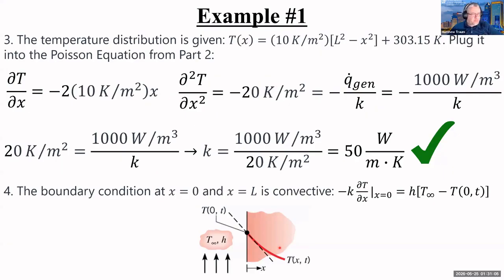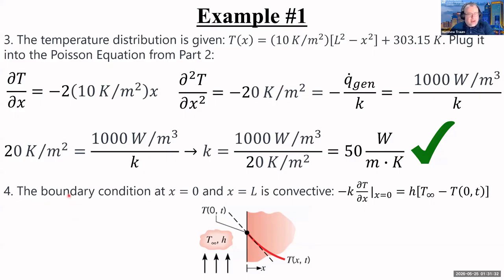and solving for k. So here I am solving for k, plugging in the derivative, plugging in 1,000 watts per meter cubed, and I get 50 watts per meter Kelvin, and that gets a green check because this is the same answer that is in the book. This is a textbook problem, by the way. I'm just copying the problem statement out of the textbook and solving it, and I get the same answer the book does. So that's that one.